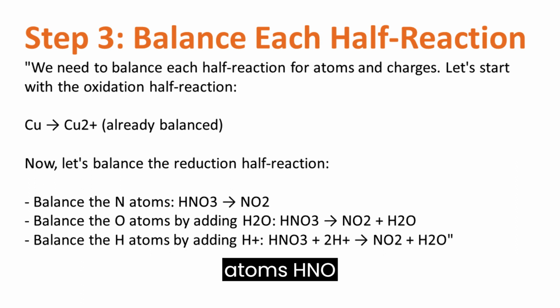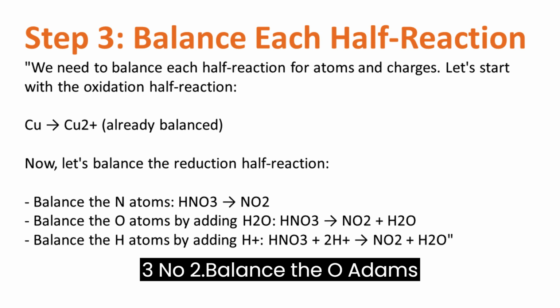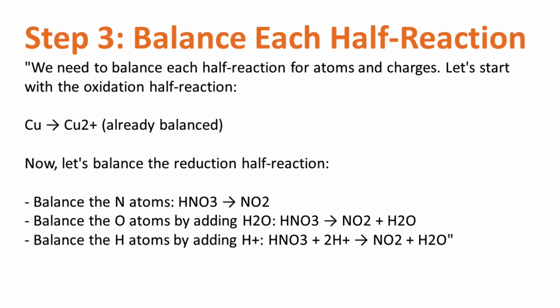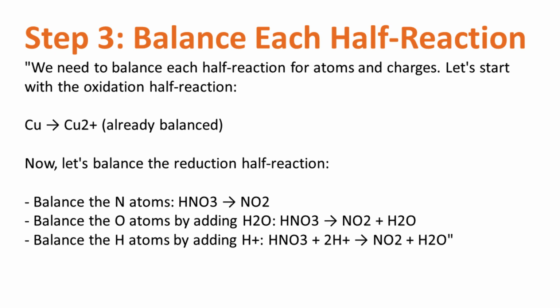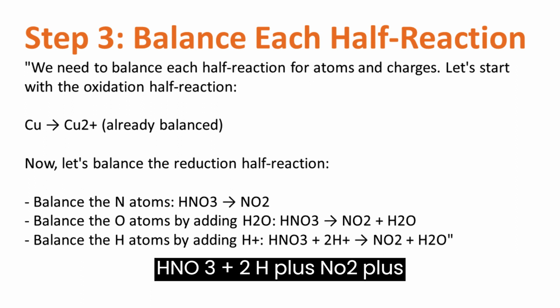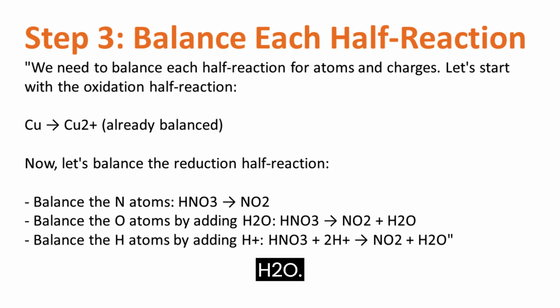Balance the N atoms: HNO3 → NO2. Balance the O atoms by adding H2O: HNO3 → NO2 + H2O. Balance the H atoms by adding H+: HNO3 + H+ → NO2 + H2O.